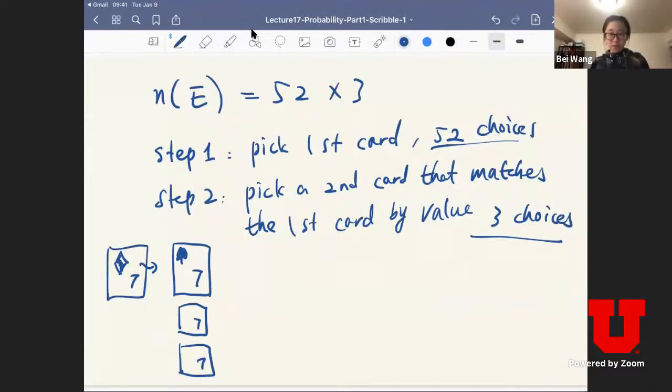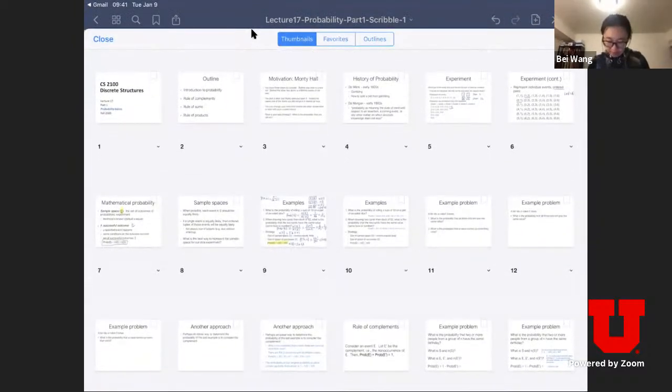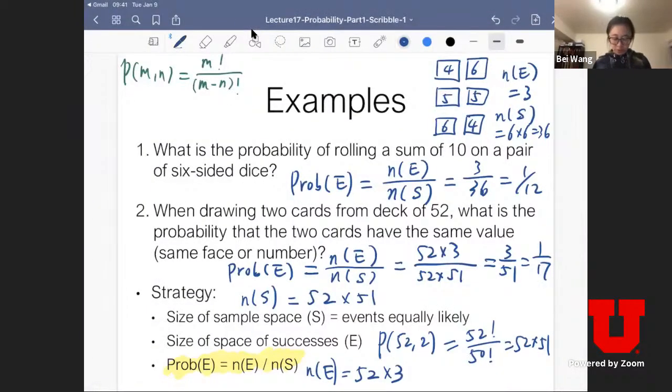And in fact, what we're doing here is breaking down the procedure into steps. And each step has some number of possibilities. And then you multiply them together to arrive at the final outcome. So together you have 52 times 3. That's the number of successful events. All right. Let's get back to this question again. So the rule of thumb is we're going to play with this formula, which is probability of E is equal to N of E over N of S. And we're going to use this multiple times.